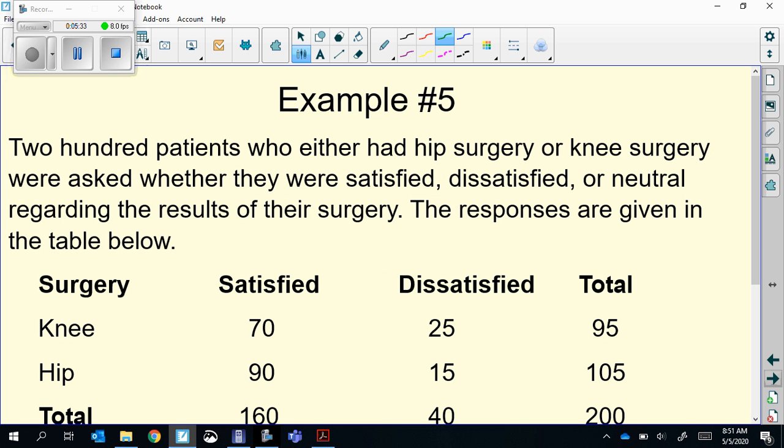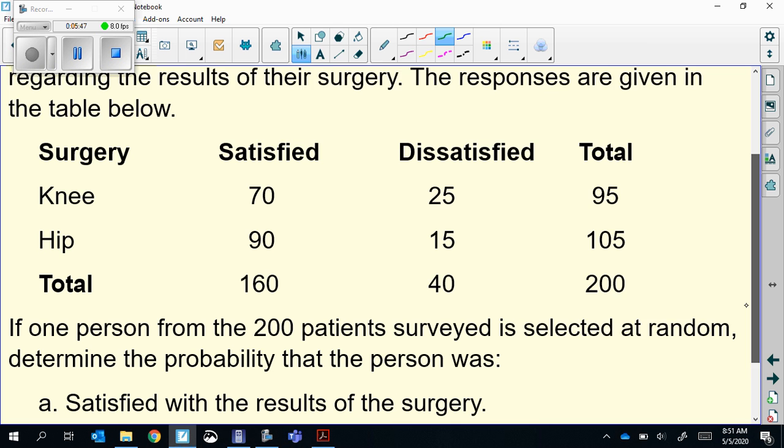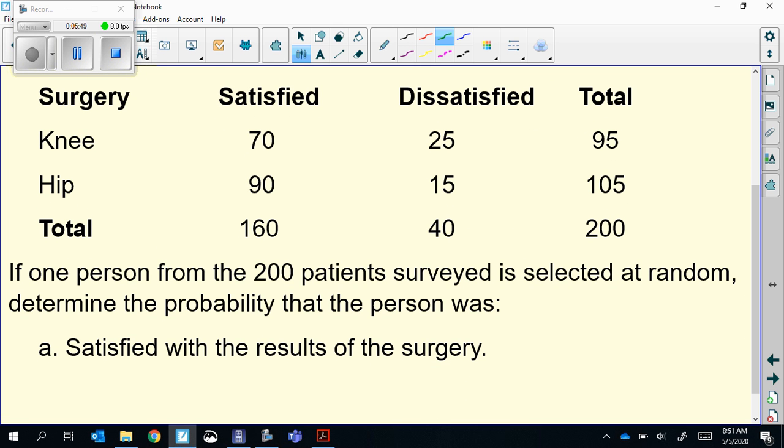All right, so now we're going to look at some of these where they give you a chart or a table. 200 patients who either had hip surgery or knee surgery were asked whether they were satisfied, dissatisfied, or neutral regarding the results of their surgery. The responses are given in the table. If one person from the 200 patients surveyed is selected at random, determine the probability that the person was satisfied with the results. So it's just saying satisfied. There's no given.